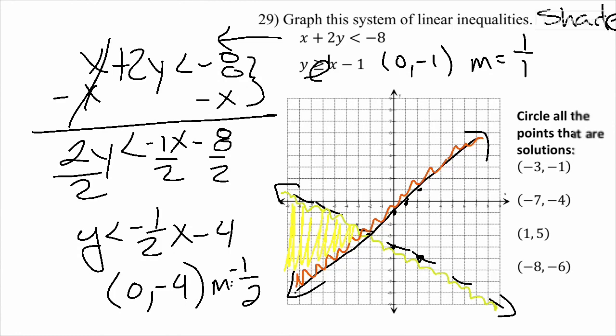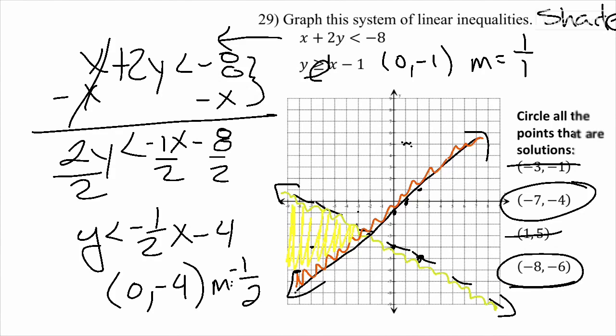So now let's finish answering this question. So 3, negative 1 is right there. This is not a solution. Negative 7, negative 4 is right there. That point is a solution. And then 1, 5 is way up there, right there. That is not a solution. Negative 8, negative 6, close. It's right there, but that is a solution as well. Very cool. It has to be on the shaded area.